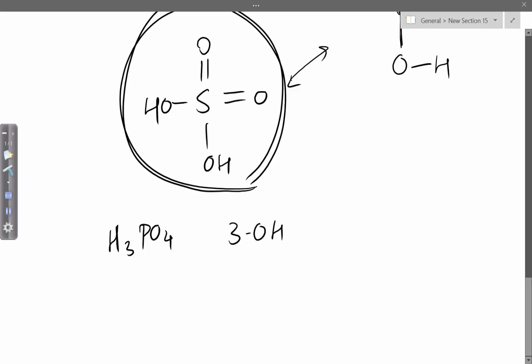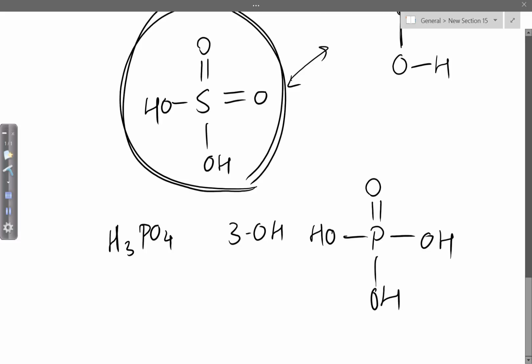So now you see the trend. For H3PO4, you have 3 OH bonds, so the same thing: P will be bonded to 3 OH, OH, OH, and the last one is a double bond O, right? The pattern is always like that.